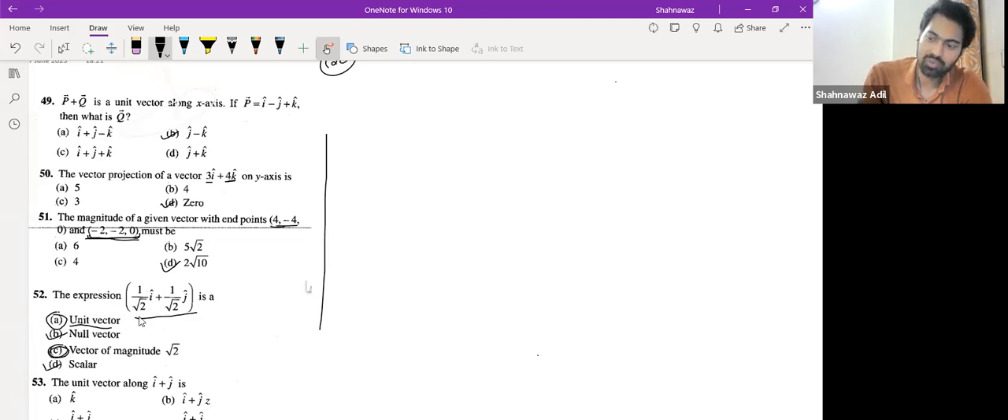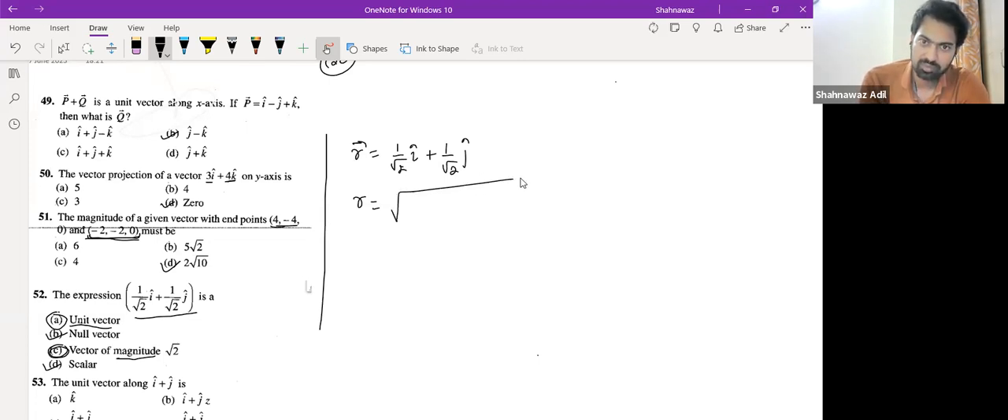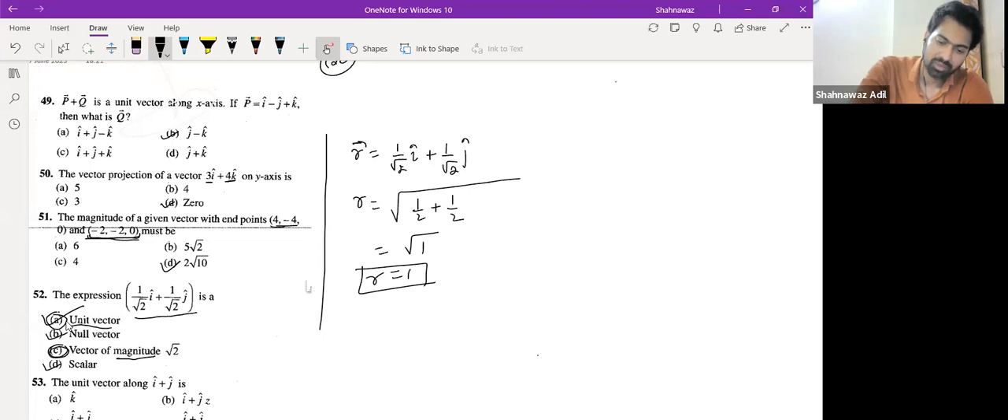To check that, we have to calculate the magnitude. If the magnitude is 1, then it is a unit vector. If the magnitude is root 2, then this is the answer. Let's say the vector is 1 by root 2 i plus 1 by root 2 j. What would be the magnitude, Rishita? Root of 1 by 2 plus 1 by 2, sir. Yes, you're right. 1 by root 2 squared is 1 by 2. So this is 1. So what would be the answer? Unit vector.